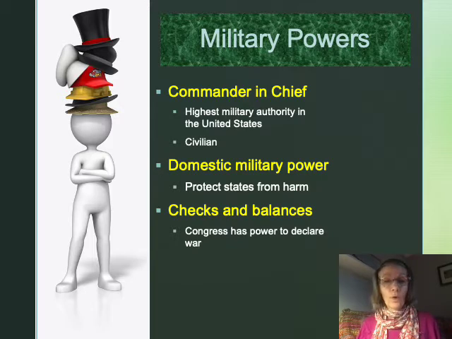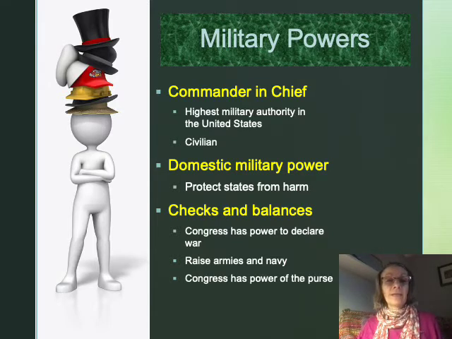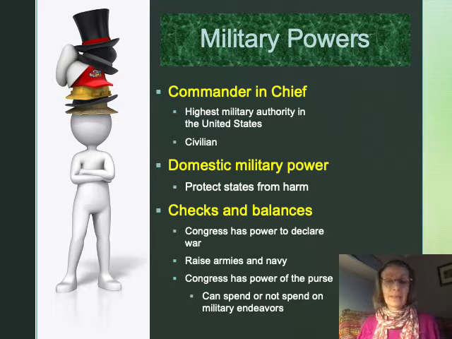And when it comes to war, only Congress can declare war. Congress also has the power to raise armies and navies. And so while the president rules over the military establishment, the Congress has the ability to increase or decrease the military establishment as it sees fit. And Congress has the power of the purse. And so wars cost money, mobilization of troops costs money, and so Congress can decide to spend or not spend on military endeavors as it sees fit.